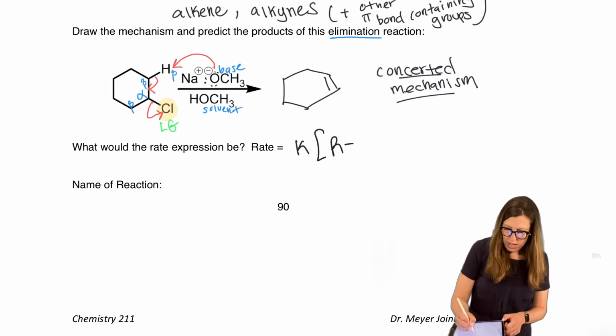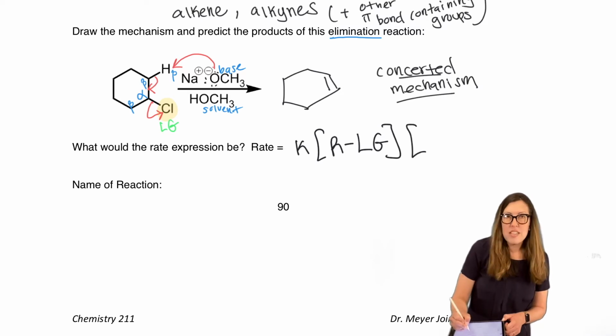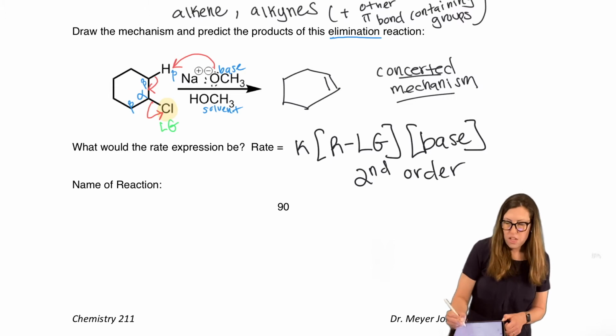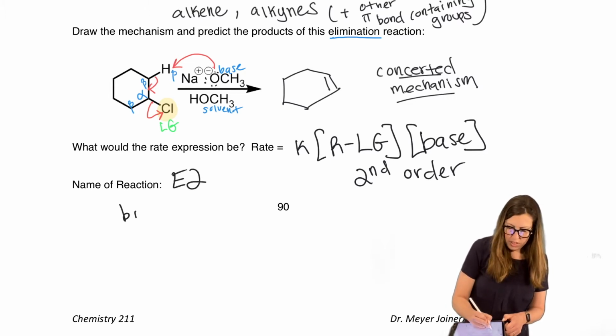The substrate, which is the thing with the leaving group, right? And the thing that reacts with the substrate, in this case, a base. Notice the two components there, hence it is second order. Now you know why we call this the E2 reaction. Bimolecular elimination.